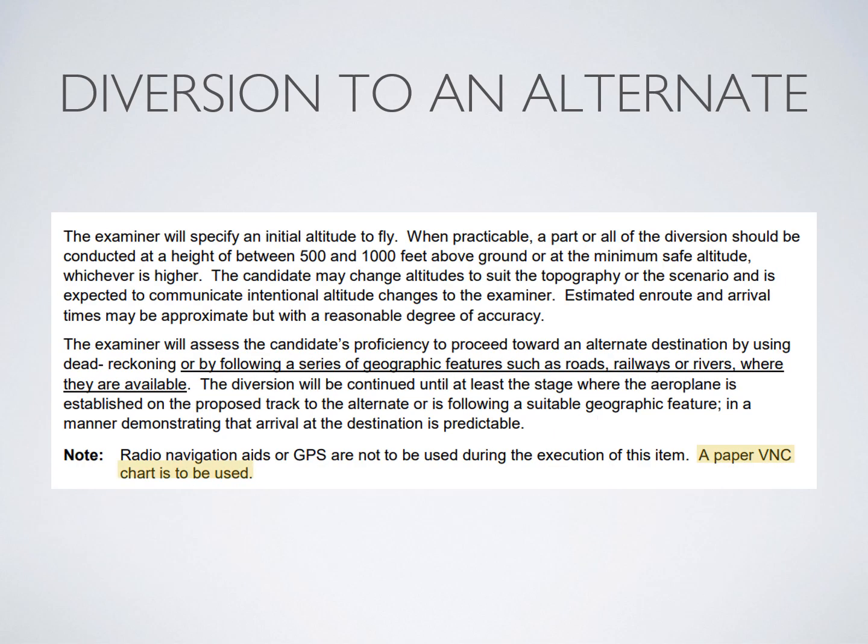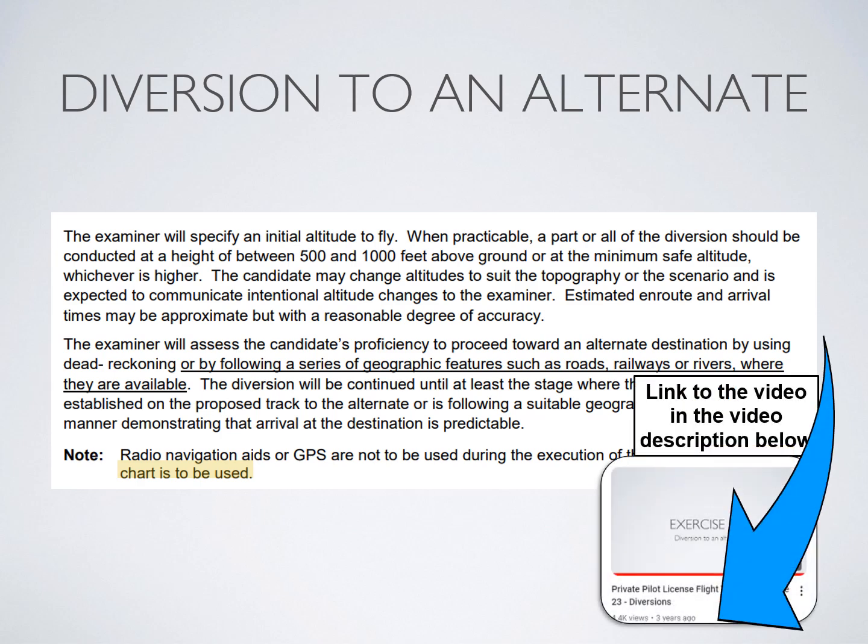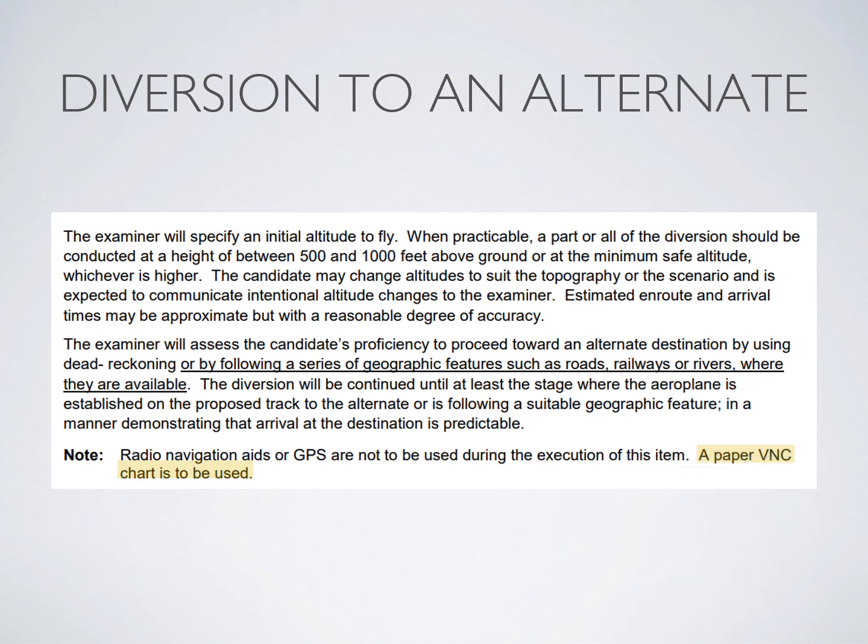The very first thing you'll want to do when you start this exercise is to pull out your paper VNC chart. I'm not going to go through the full diversion exercise here because I've made an entire video on it, but for the purpose of the flight test, the examiner is probably going to give this exercise to you at a low level between 500 feet to 1,000 feet AGL, and they're going to expect you to pick out on the map where you are and then follow a set of geographical features such as roads to your chosen destination and provide an ETA.